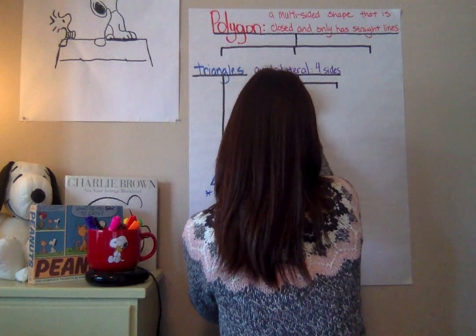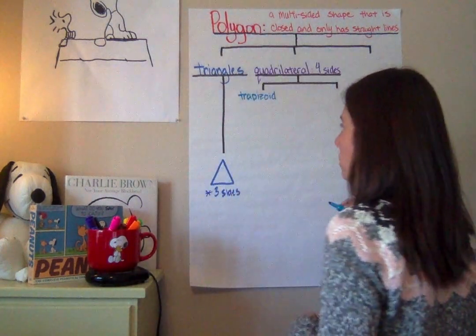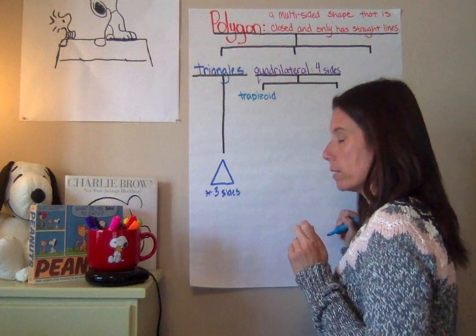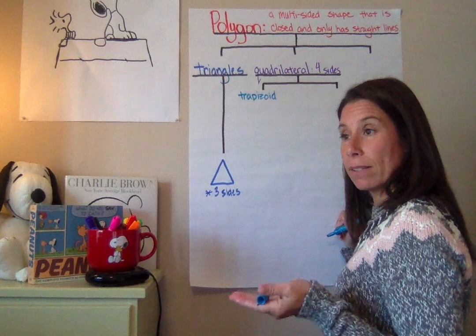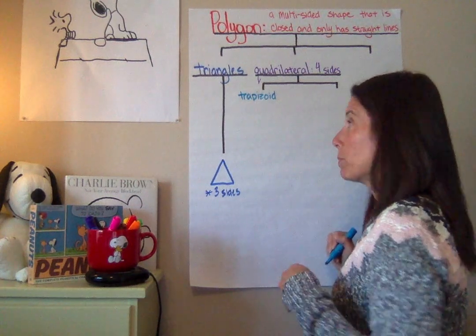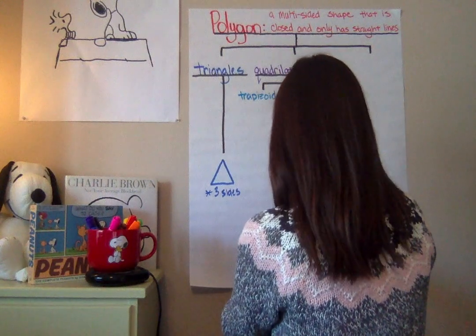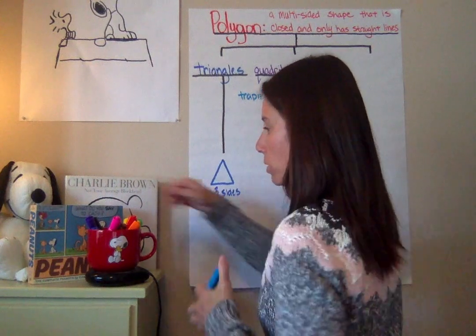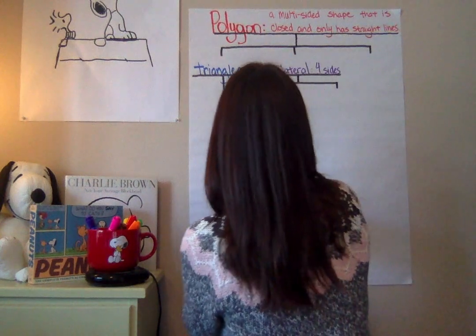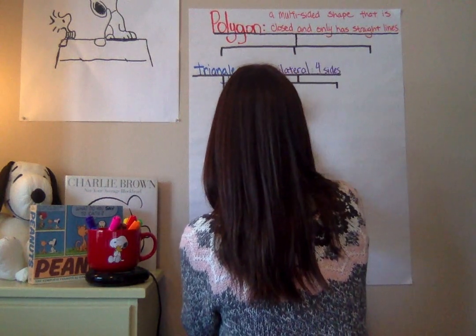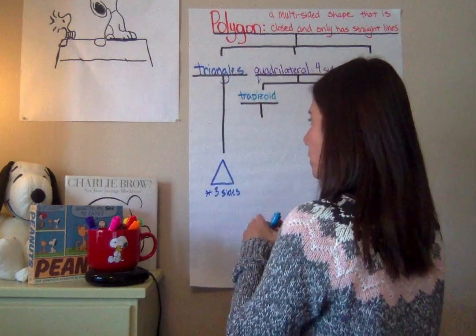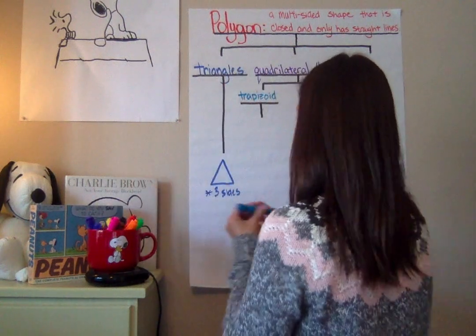Trapezoid. Okay, now trapezoids have 2 sets of parallel lines, but that's basically the only attribute of a quadrilateral the trapezoid has. So I'm going to, it's a lot of switching with my black, but that's okay. All right, here we go. 1 trapezoid.